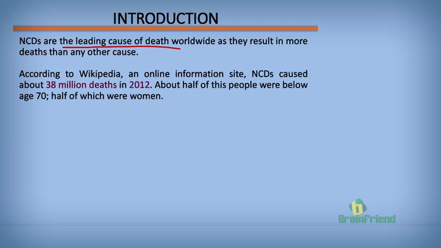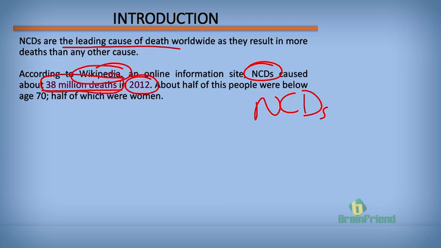Now, according to Wikipedia, which is an online information site, non-communicable diseases, which we've abbreviated as NCDs, okay? These non-communicable diseases caused about 38 million deaths in the year 2012. This is just the number of deaths that occurred in 2012 due to non-communicable diseases. About half of these people were below 70 years, and half of them were women.